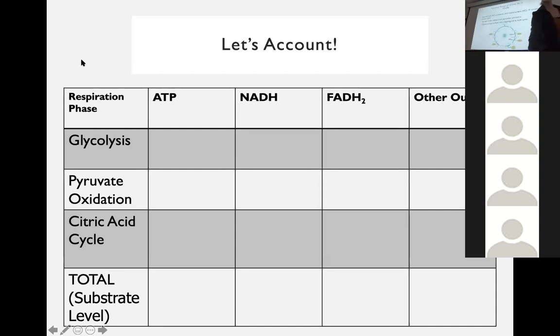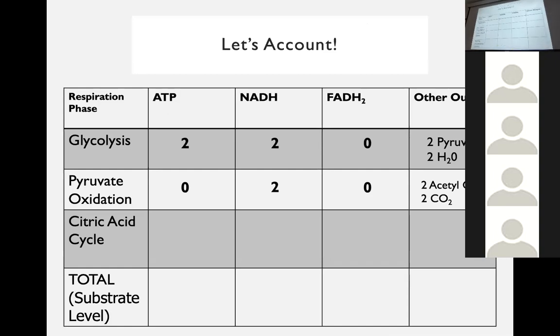Okay, let me just pull all these up. All right, so we're counting again, more numbers. Okay, we already know this. How many ATPs, NADHs, et cetera, glycolysis made, pyruvate oxidation, the intermediate step, just got 2 NADHs from it. And then the citric acid cycle, here's the totals for that. So remember, this is all for 1 molecule of glucose. Every time I show you this chart, it's assuming we're starting with 1 molecule of glucose.